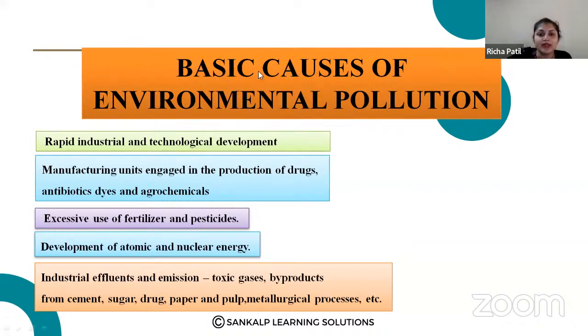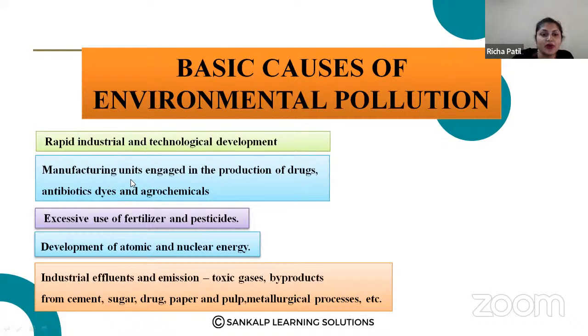So what are the basic causes of environmental pollution? First is rapid industrial and technological development. In most industries, they produce some hazardous wastes, which are thrown away into the environment. So this is the first cause of environmental pollution.